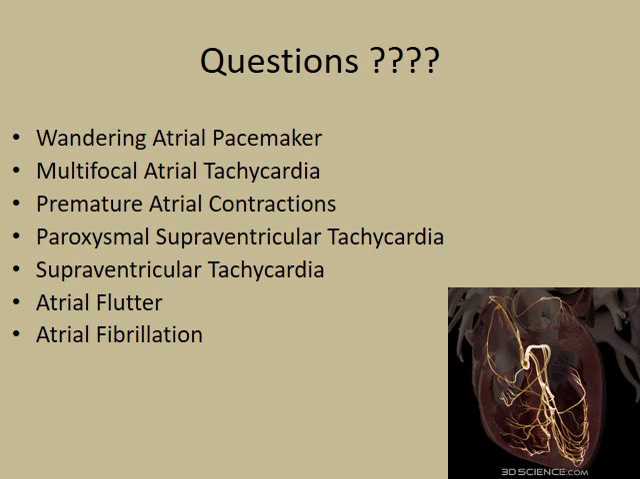So remember those treatment algorithms. If they are fast and unstable, synchronized cardioversion. If they're fast and they're stable and they're narrow, we're trying vagal maneuvers. Adenosine, 6 milligrams rapid IV push followed by 20 cc flush. In 1 to 2 minutes, 12 milligrams of adenosine, rapid IV push followed by 20 cc flush. And if that doesn't work, calcium channel blockers or beta blockers.